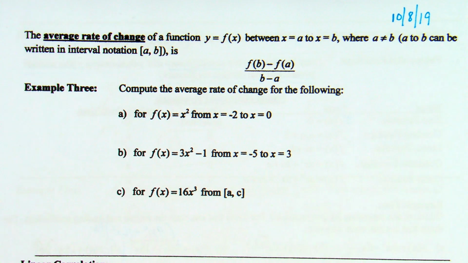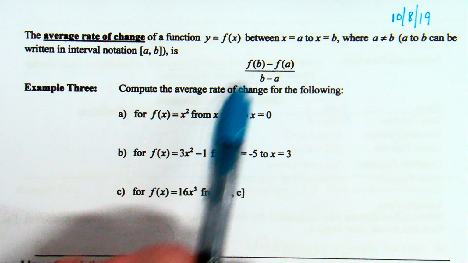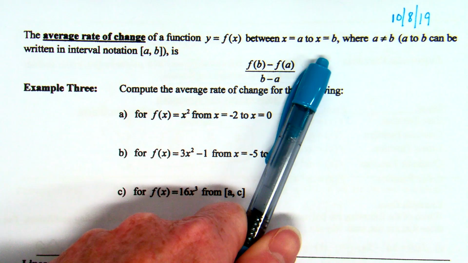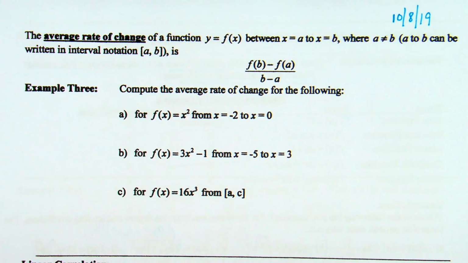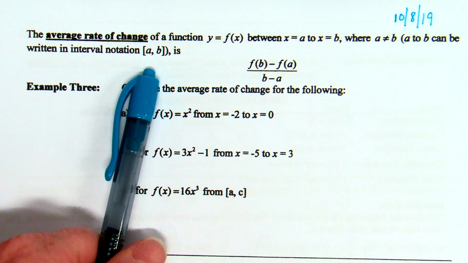So now, definition: the average rate of change of a function y equals f of x between x equals a and x equals b. So from one point to another point, where a cannot equal b, that just means there has to actually be a range. There can't be a and b being the same thing with no actual gap. There has to be distance between them. And you can see a and b written in interval notation like this.